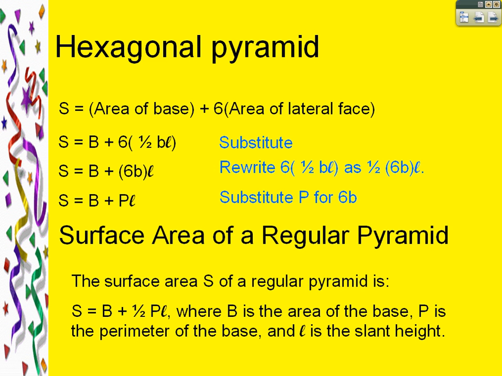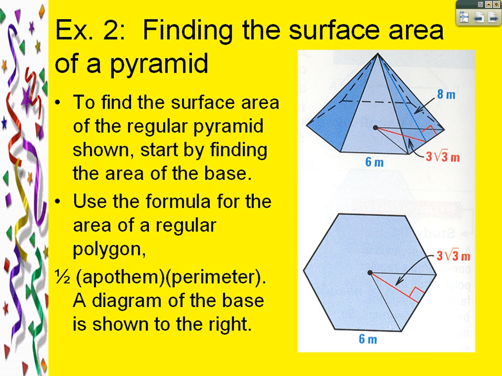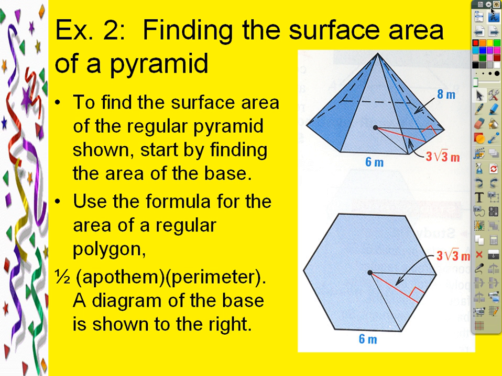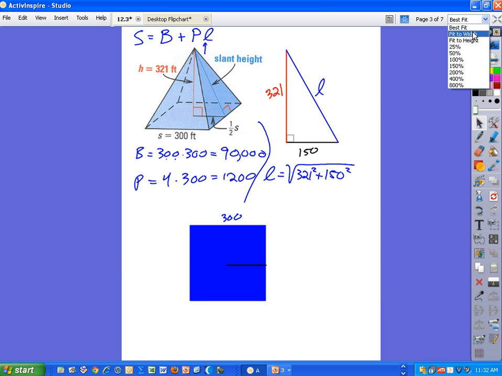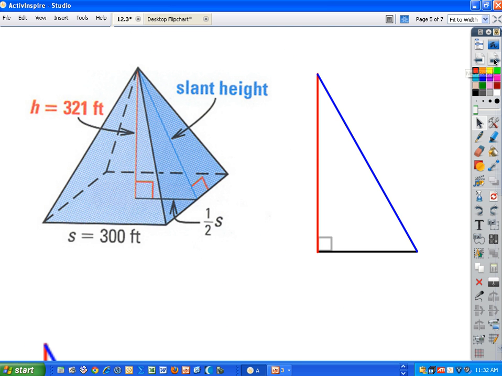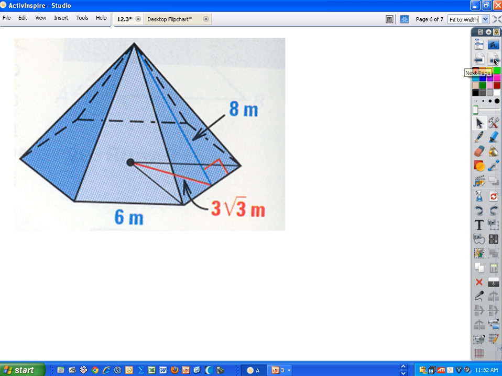S equals B plus P times L, where L is the slant height. Okay, to do that, we got to get that slant height, right? So let's talk about that. How can we get the slant height? Okay, so there's our picture. We got to draw ourselves a little picture here, don't we? Okay, we got to get the slant height. Well, there's our right triangle. There's the center. The slant height has to go from the middle of this face up to the top because it has to be at a right angle. And so I've got to take that triangle out and figure out what it is.